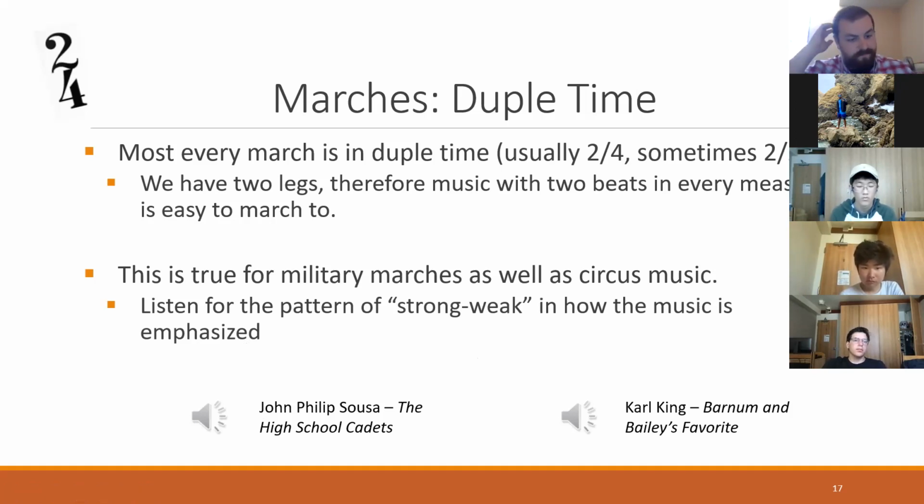So here are two American march composers. Marches, of course, exist in many, many different countries and musical cultures. But here's Sousa, famous for his American military marches, and then Carl King, who wrote essentially a march for the circus company Barnum and Bailey. Both of these are still played pretty regularly by military bands and high school bands. America has a wind ensemble, a wind band tradition, so march music is a pretty common feature in a lot of our K-12 education.